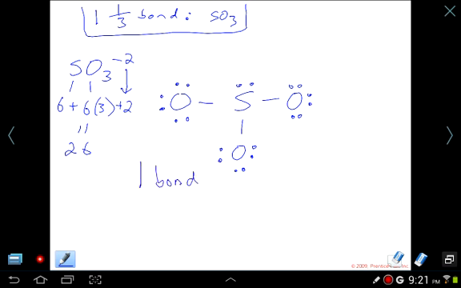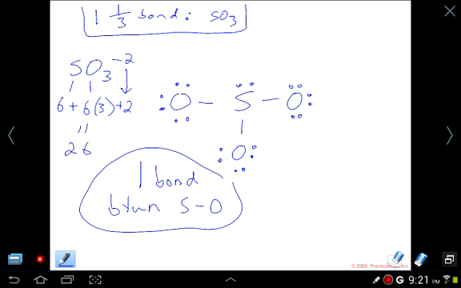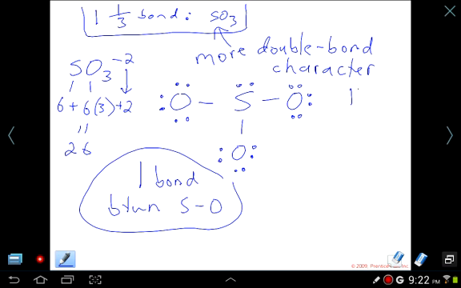We have 1 bond between sulfur and oxygen. So the question, if you recall, was which has the shortest sulfur-oxygen bond. Because we know that double bonds are shorter than single bonds, in SO3 we have more double bond character. Therefore, it'll be shorter.